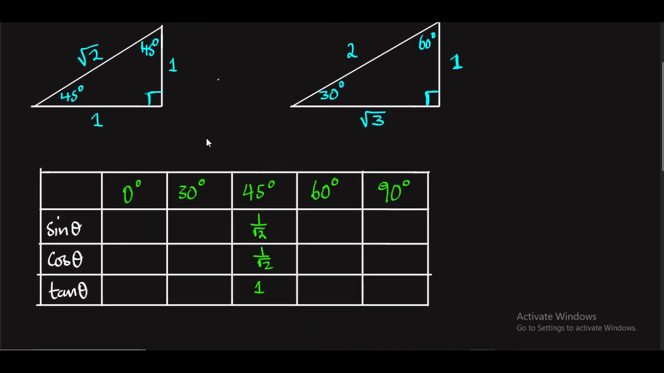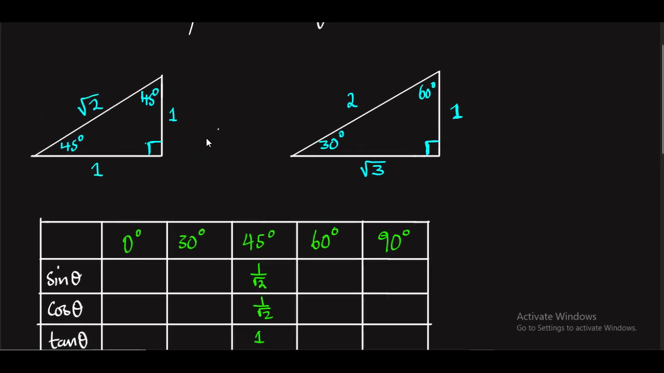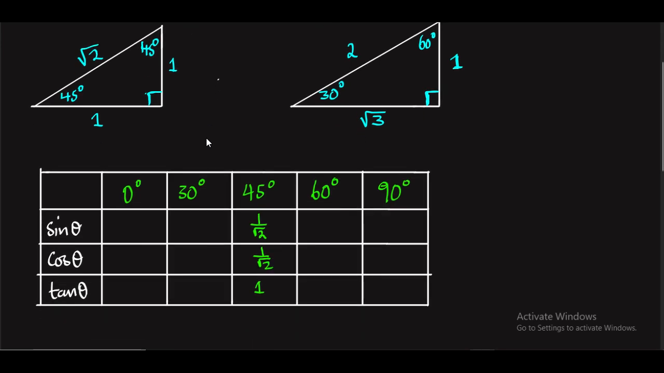So let's go to the second triangle. What happens on the second triangle? Let's start with 30 degrees. If I say sine of 30, I will have this one as opposite and this one as hypotenuse. So sine 30 is 1 over 2.